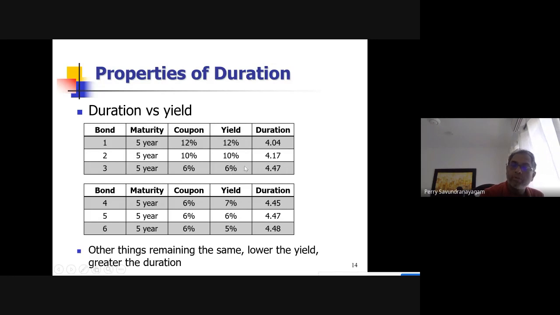So because of the change in the yield, your duration here calculates the fact that you're making a higher return if that yield goes up. Same way you lose more if the yield goes up, basically.